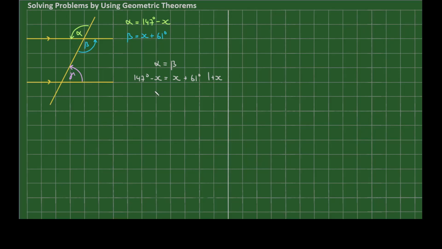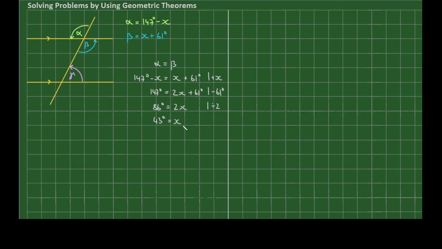That will give me 147 equals 2x plus 61. I will transpose 61 by subtracting it from both sides. And that will give me 86 equals 2x. The 2 will be transposed by division. And that will give me 43 degrees equals x.